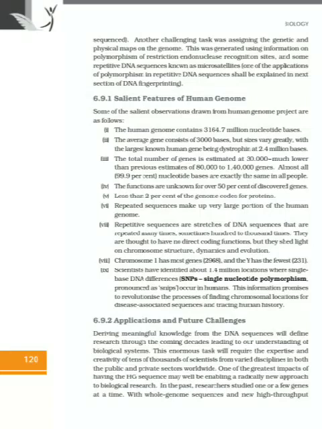The total number of genes is estimated at 30,000, much lower than previous estimates of 80,000 to 1,40,000 genes. Almost all, 99.9%, nucleotide bases are exactly the same in all people. The functions are unknown for over 50% of the discovered genes. Less than 2% of the genome codes for proteins.